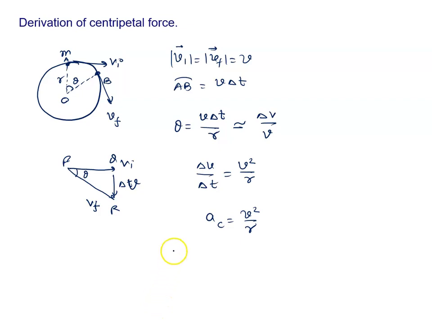Now we have to calculate the centripetal force. Force is given by mass into acceleration. So you will say m v square upon r. So this is the expression for the centripetal force, that F equals m v square upon r.